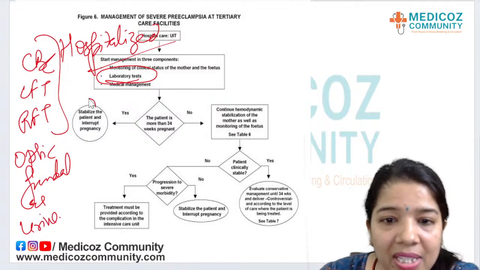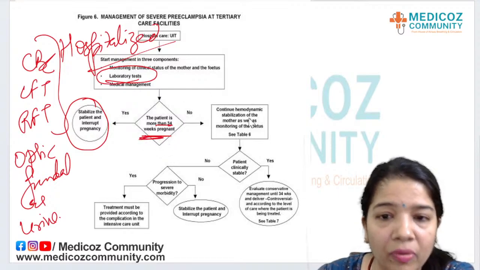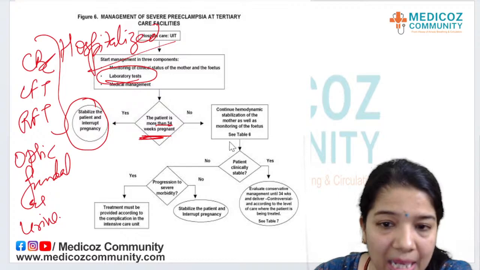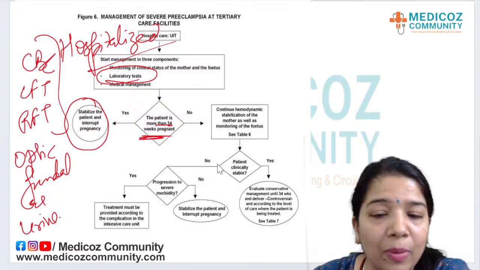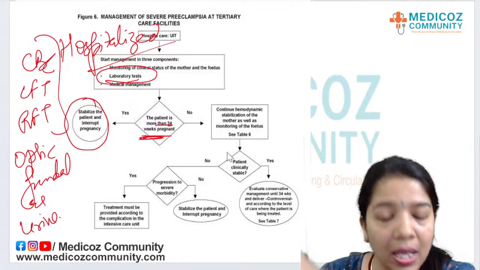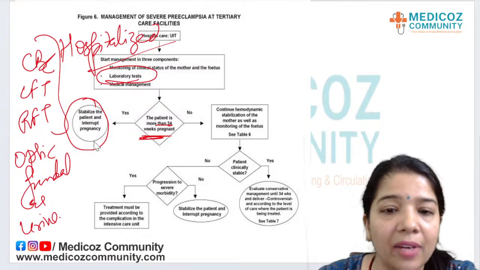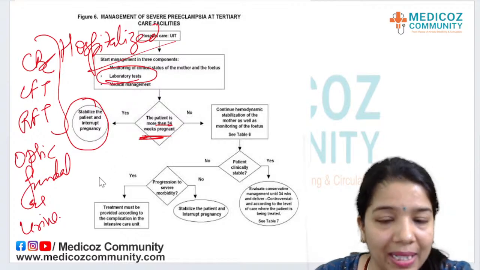Okay, now after stabilizing the patient, if the patient is more than 34 weeks and she is hemodynamically stable, and the baby is also growing nicely, there is no IUGR, there is no oligo, the factors which I discussed in the last question, if those are not there, then of course you can continue the pregnancy.